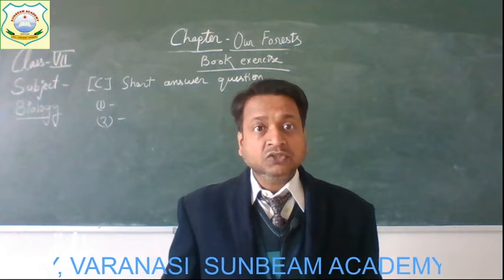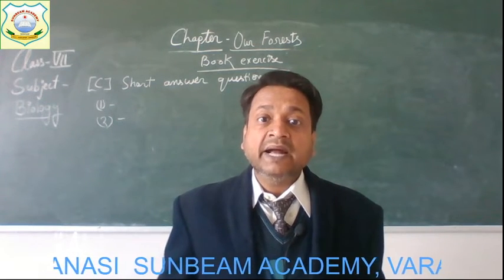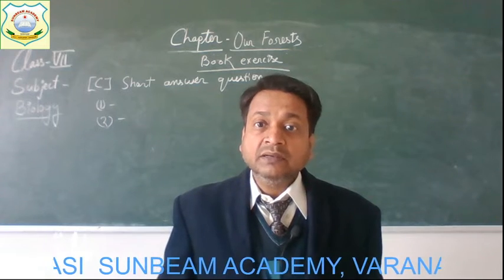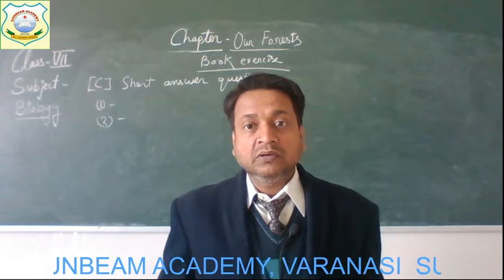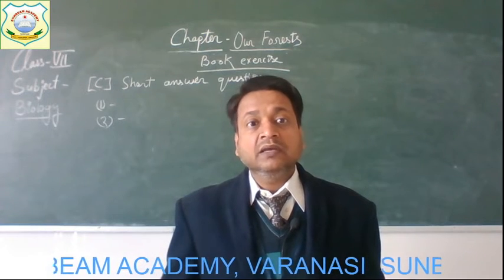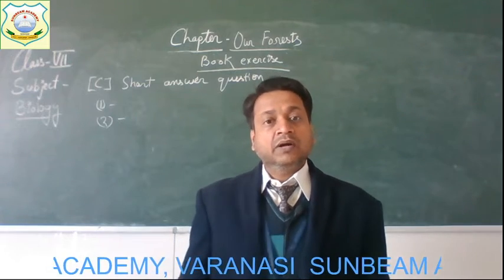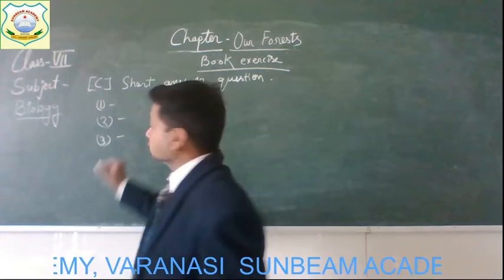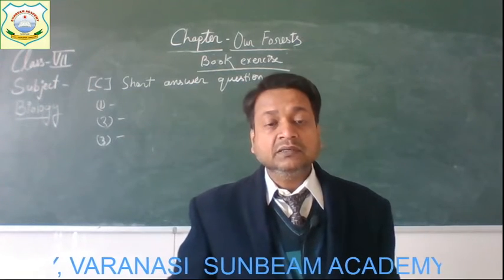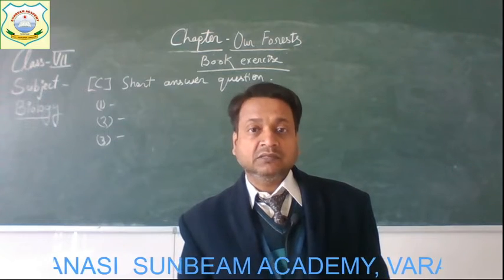Alright, children, understood the answer? Yes, because of fewer plants, what will happen? Little rainfall will seep into the ground, and this is why the level of the water table went down. Now come to the next question, number 3. And the question is, name 5 products that we get from forest.